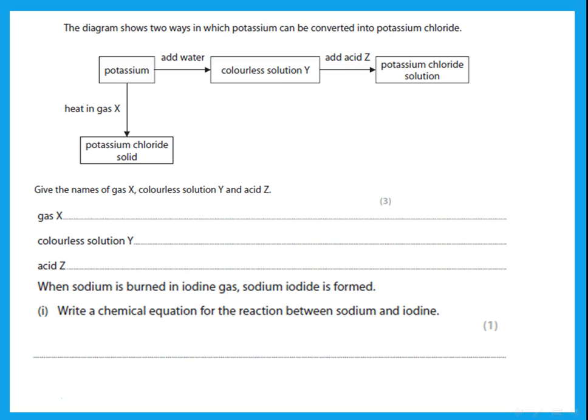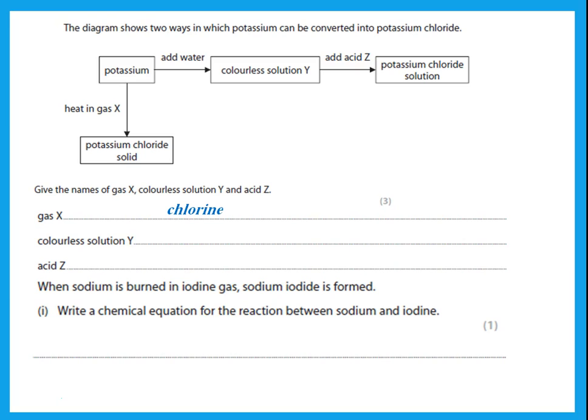The diagram shows two ways in which potassium can be converted into potassium chloride. Give the names of X, Y, and Z. So let's take a look at this flowchart. He starts with potassium. He heats it in gas X to form potassium chloride. So, which gas do I react with potassium to form potassium chloride? I need chlorine. Okay?